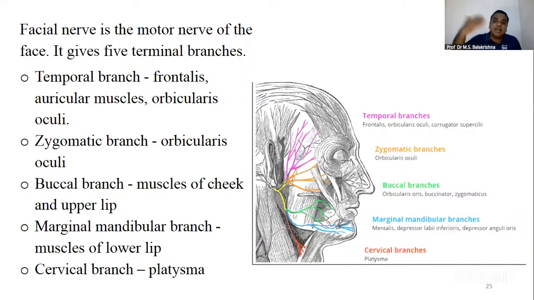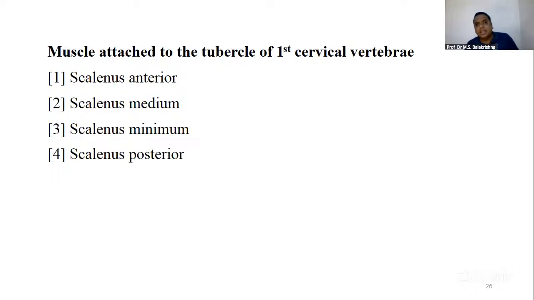In the same way, learn the other branches also. Next question.